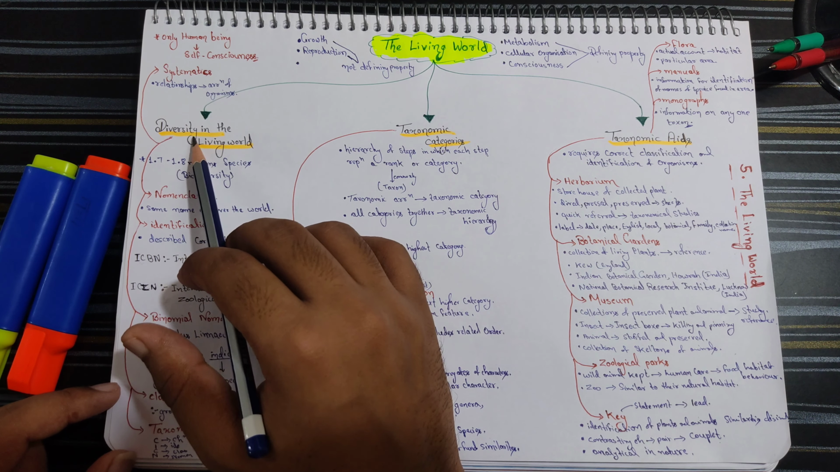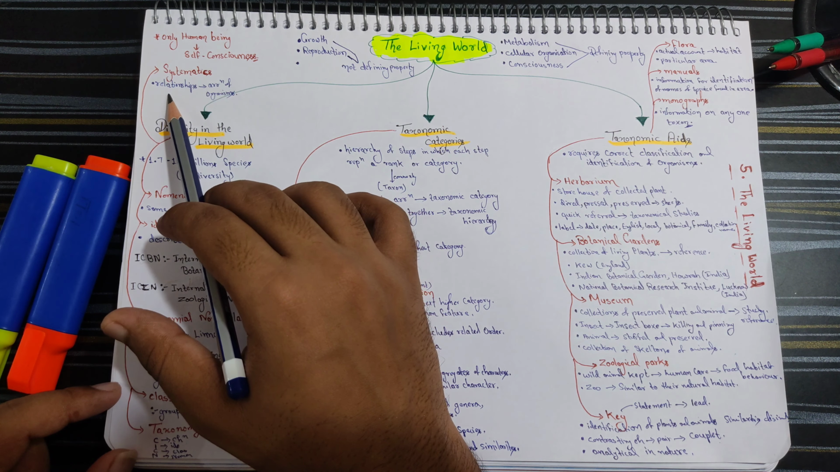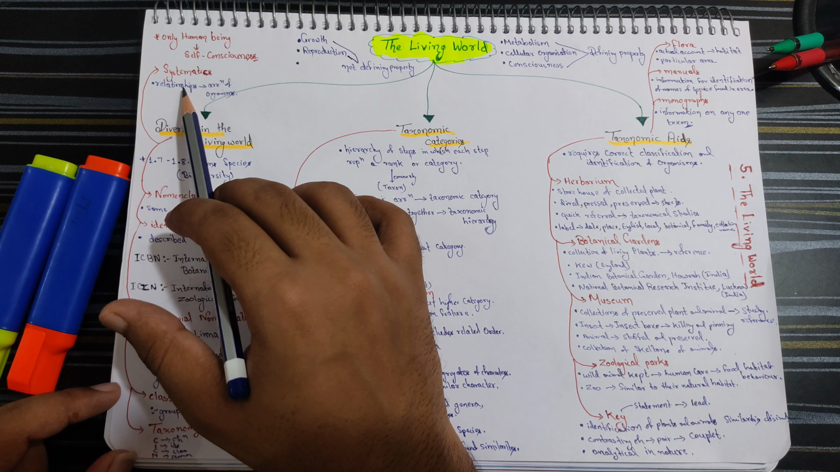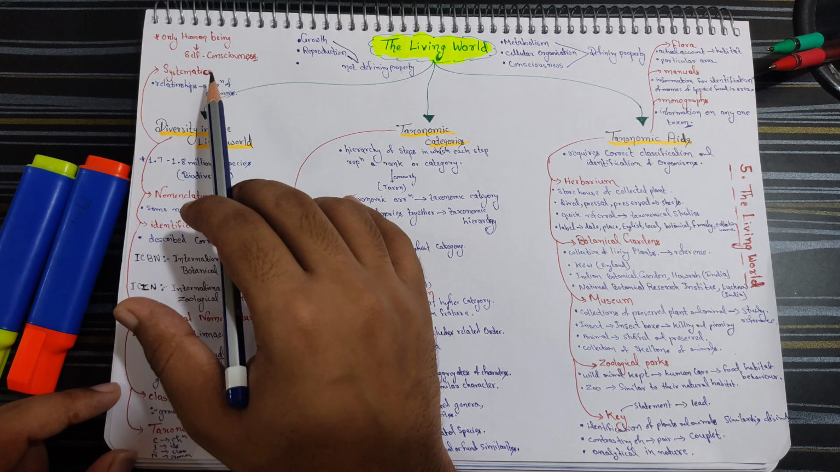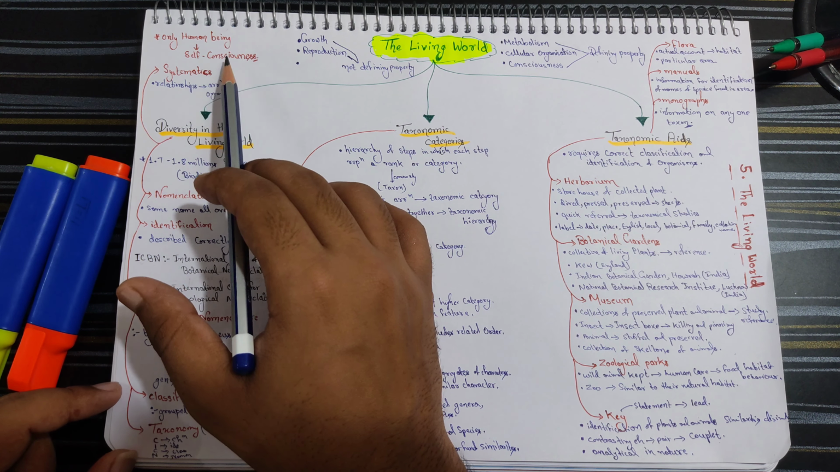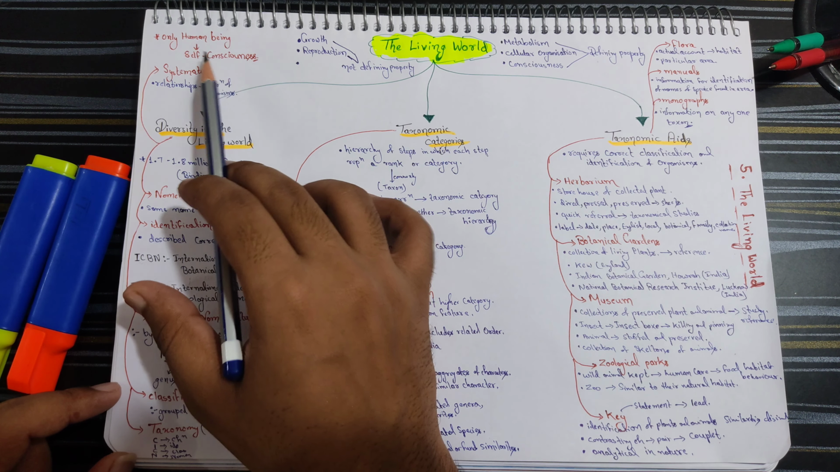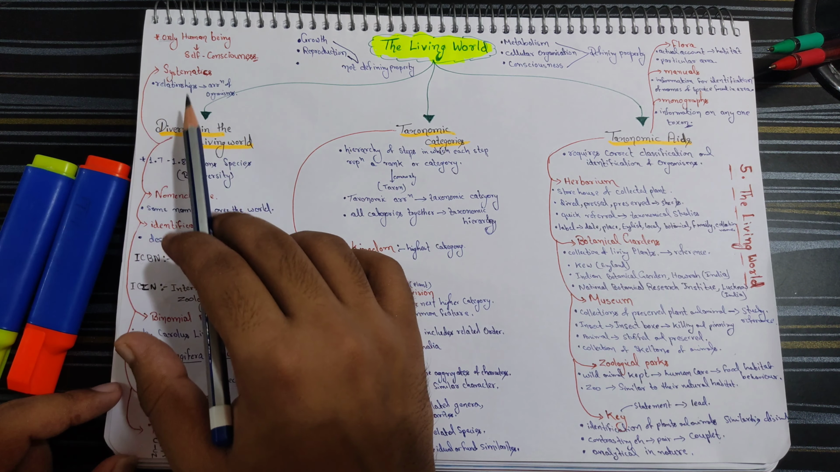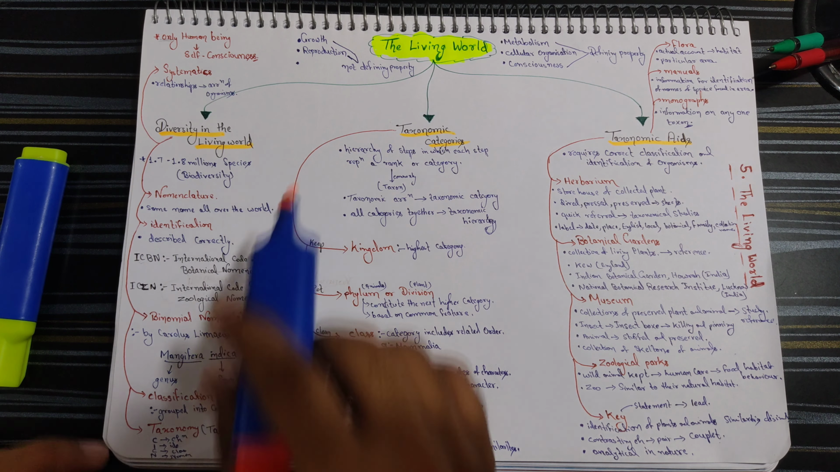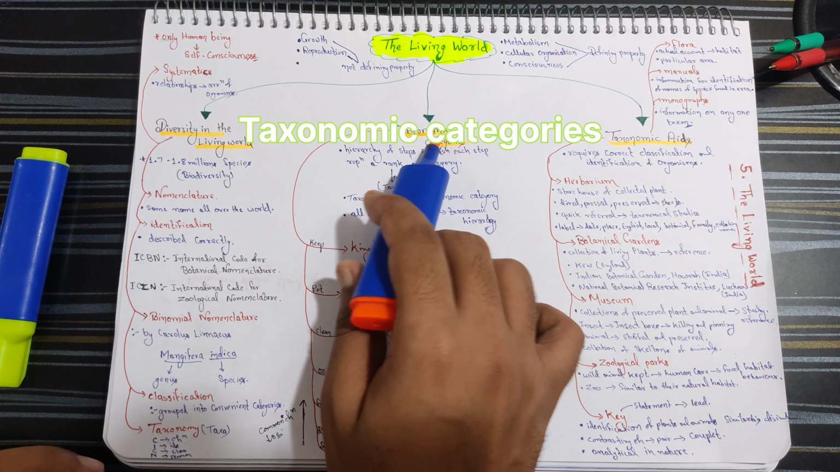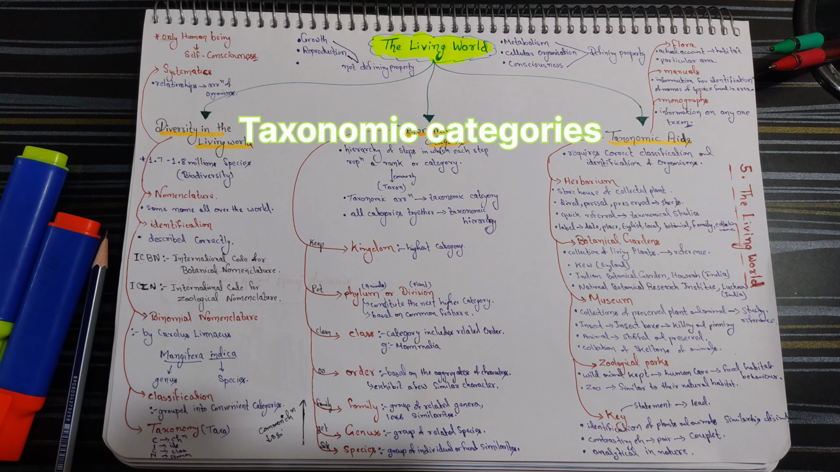And another part of diversity in living organisms is systematics. It denotes the relationship between and arrangement of organisms, and only human beings are self-conscious. And the another part of the living organism is taxonomic category.